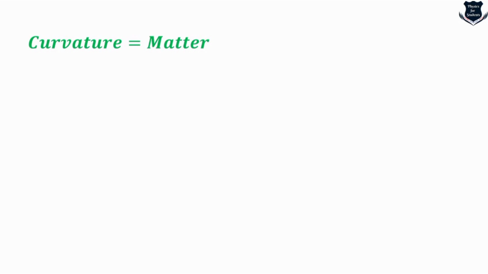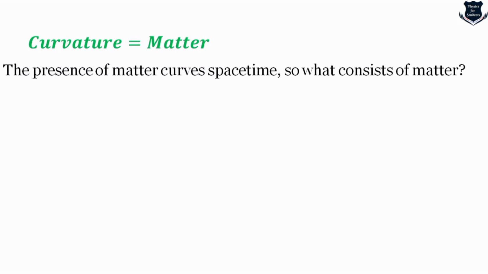Okay, so I have written here that curvature equals matter, because you will soon find the reason behind that: the curvature of space-time is actually caused by matter. So the presence of matter curves space-time, right? We know that. If you put, as a famous analogy, a ball or any content on a thin sheet of paper, it creates a dent. It creates a curve.